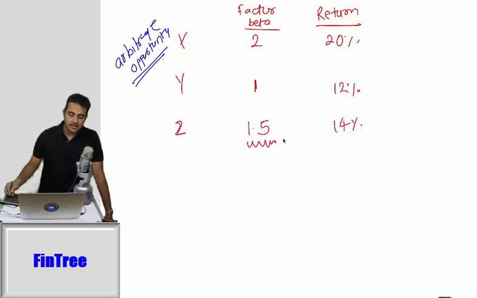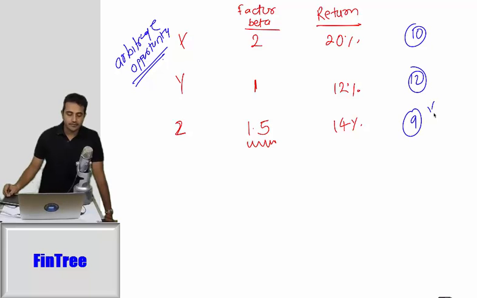Least efficient is return divided by risk. So this will get you 10, this will get you 12, and this will get you 9. Therefore this is least efficient. Then build a portfolio of X and Y in such a way that the beta of that portfolio should be 1.5.